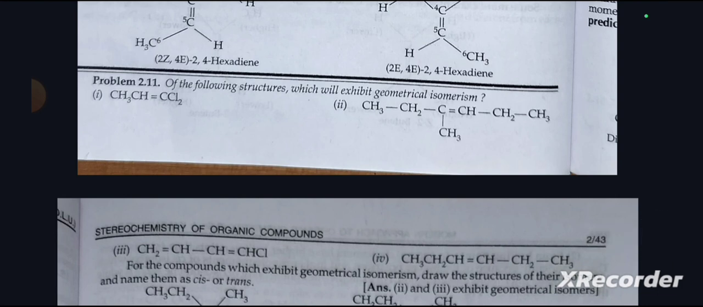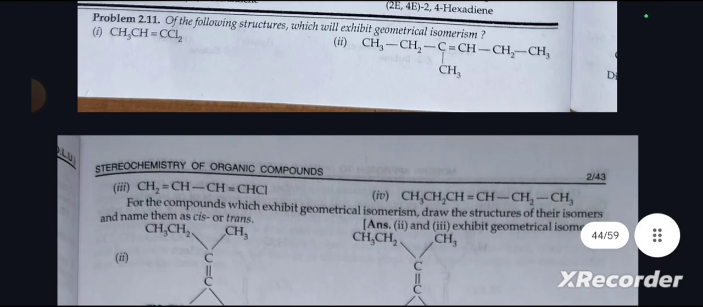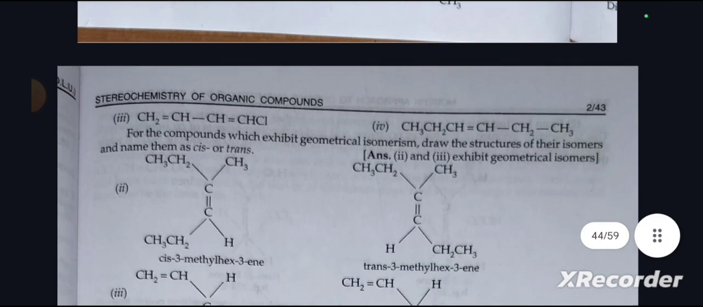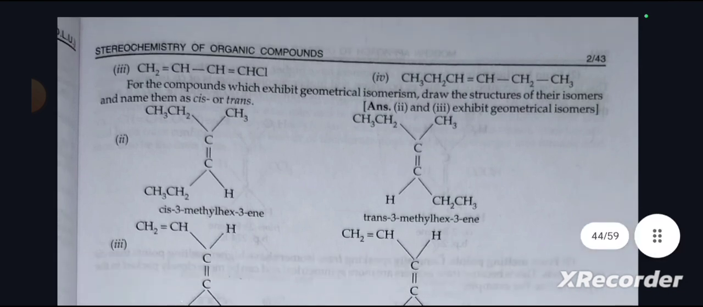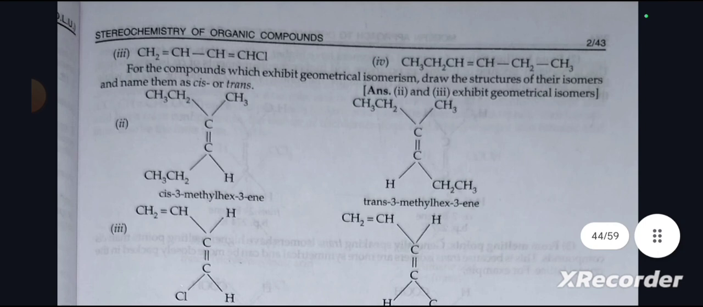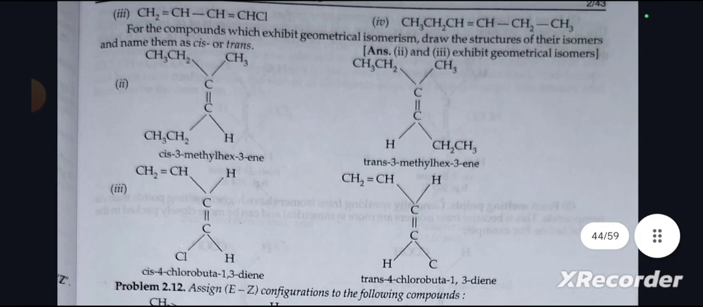Problem 2.11. Of the following structures, which will exhibit geometrical isomerism? First, CH3CH=CCl2. Second, CH3CH2C(CH3)=CHCH2CH3. Third, CH2=CH-CH=CHCl. Fourth, CH3CH2CH=CHCH2CH3. For the compounds which exhibit geometrical isomerism, draw the structures of their isomers and name them as cis or trans. Answer: second and third exhibit geometrical isomerism.